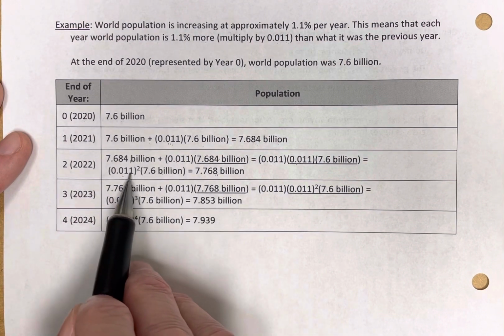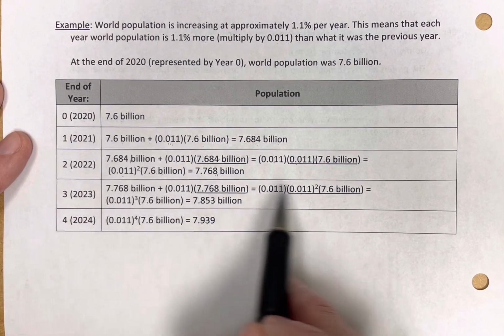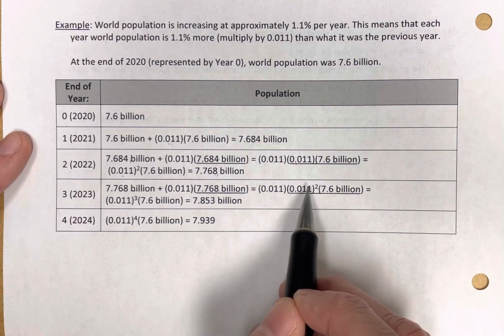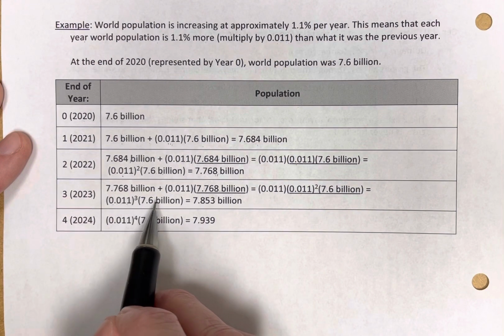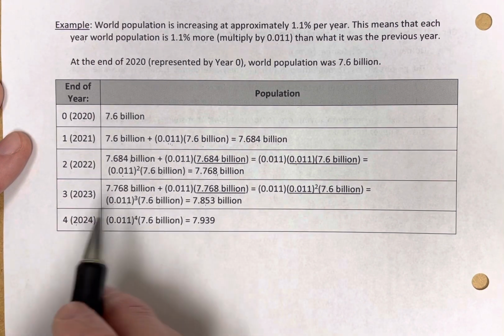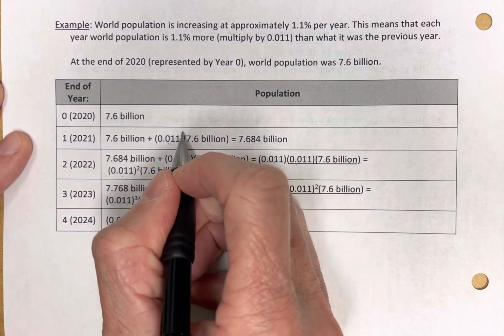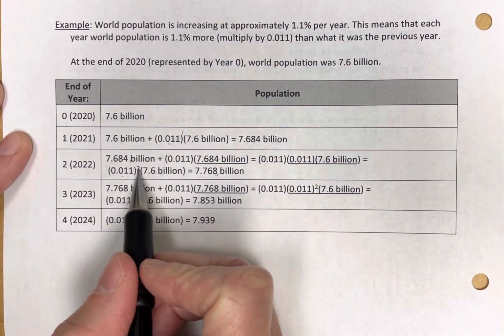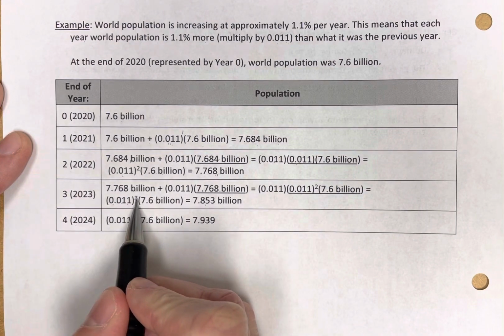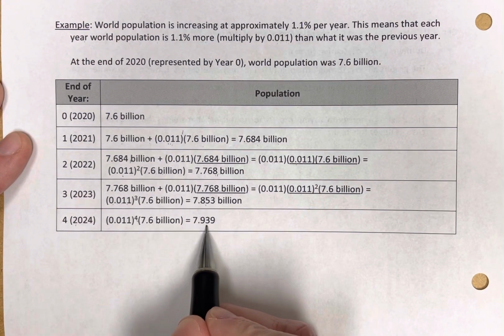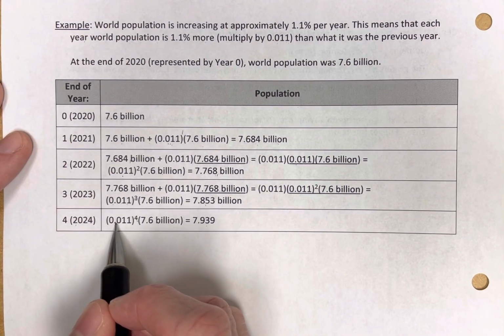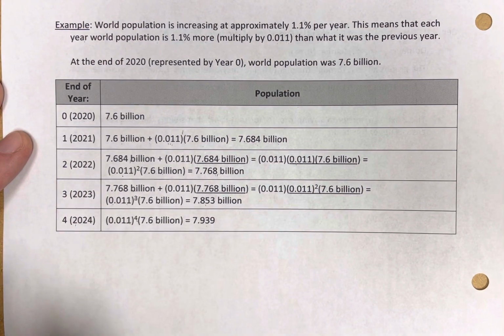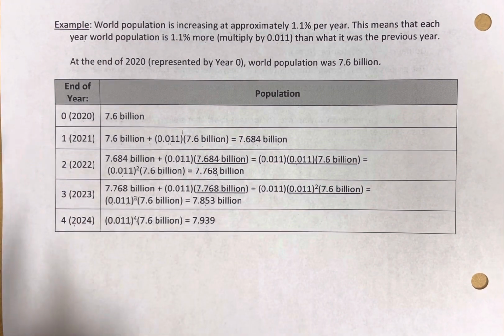Okay, this number we see is right here. We did this to get this, so I replaced this with this here. And notice I now have 3 0.011 factors. And I come up with this number. And then in year 4, I just noticed there's an exponent of 1 here, an exponent of 2 here, an exponent of 3 here, an exponent of 4 here to get to this number, so it is growing exponentially. And you can see that because the 0.011s are multiplying by themselves. That is exponential growth.